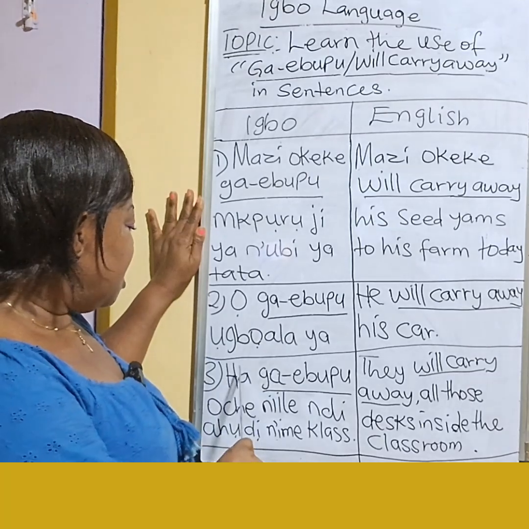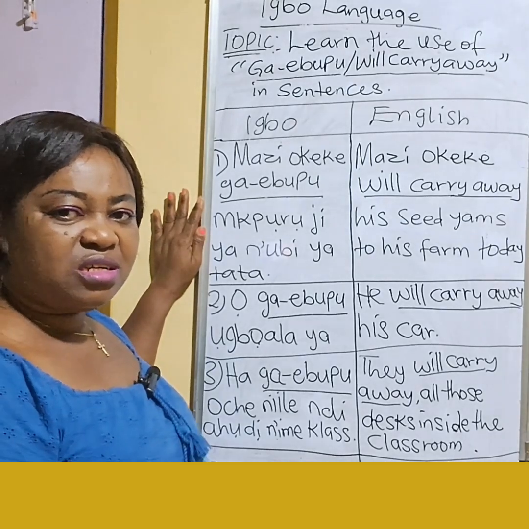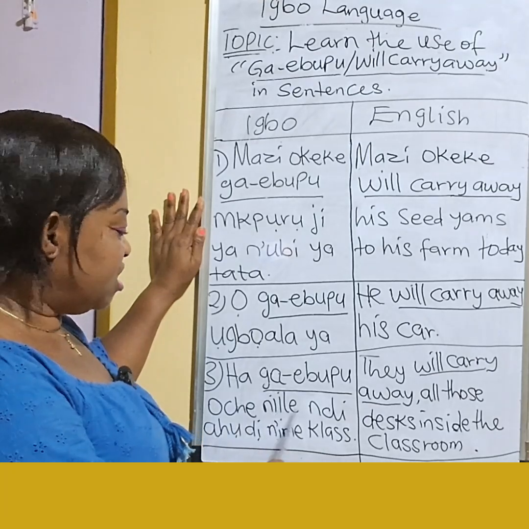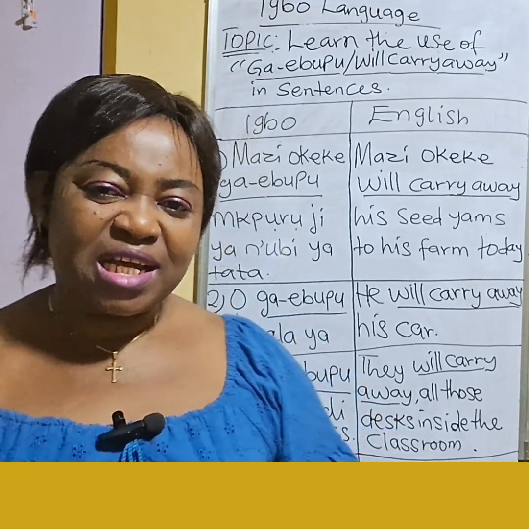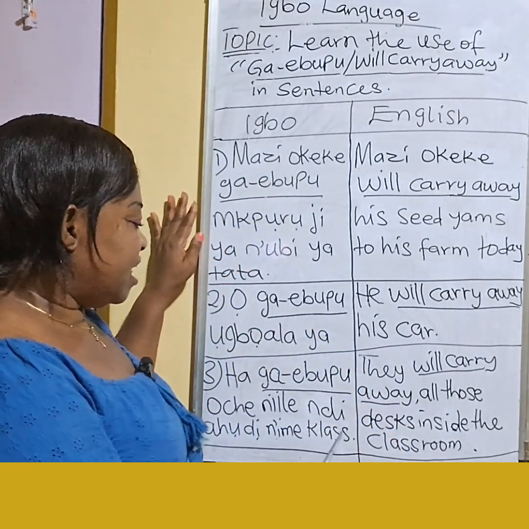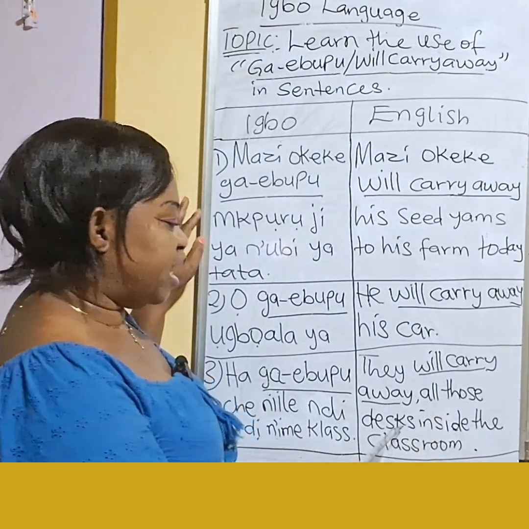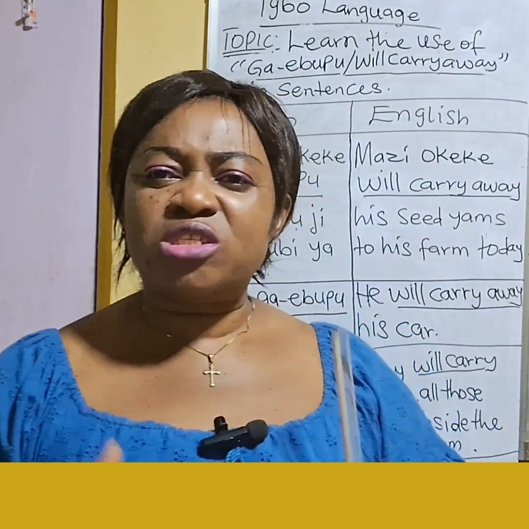Number three says, Oga ebupu oche nile. Class, say it. Ha ga ebupu oche nile ndi ahu di nime kalas. Remember, in Igbo, this is how we spell kalas. Meaning, they will carry away all those desks inside the classroom.